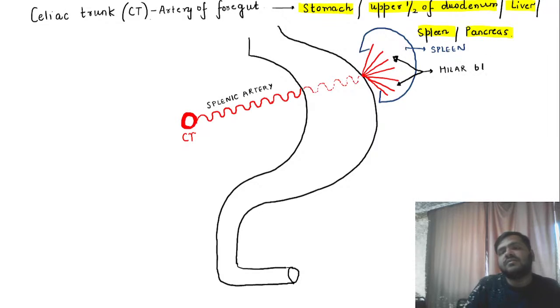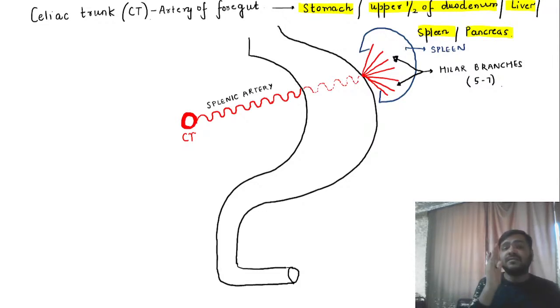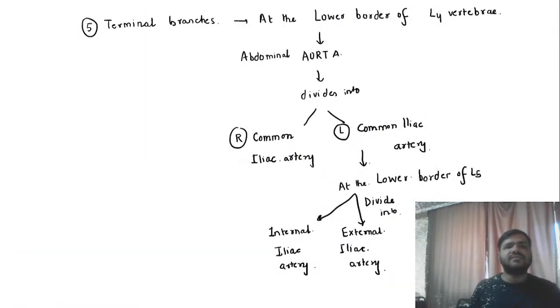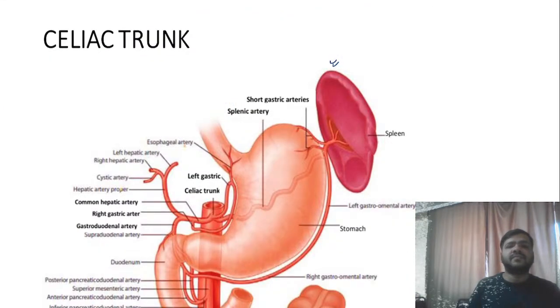These hilar branches are basically 5 to 7 in number. It can vary from person to person, but it is usually 5 to 7 in number. So these are the branches of the celiac trunk. We have already discussed the abdominal aorta, and we are discussing the celiac trunk right now.